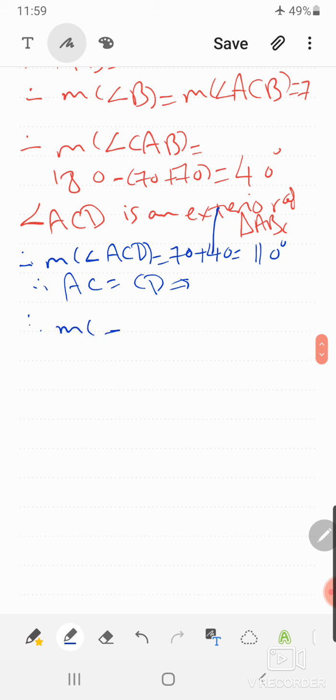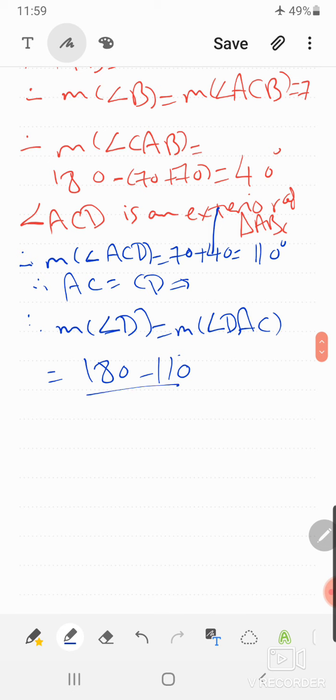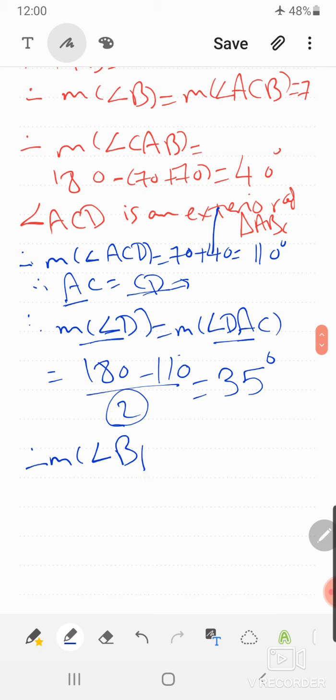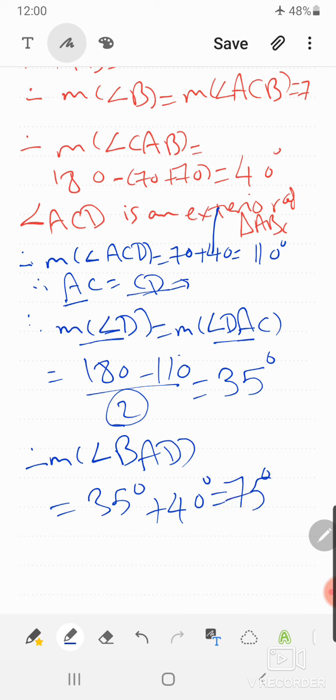Therefore, measure angle D equals measure angle DAC, which is 180 minus 110. Here I want two angles, divide by 2 equals 35. Why did I divide by 2? Because they are equal, because side equals side, so angle equals angle. Then I must get the side. Therefore, measure angle BAD equals 35 plus 40, which is 75.